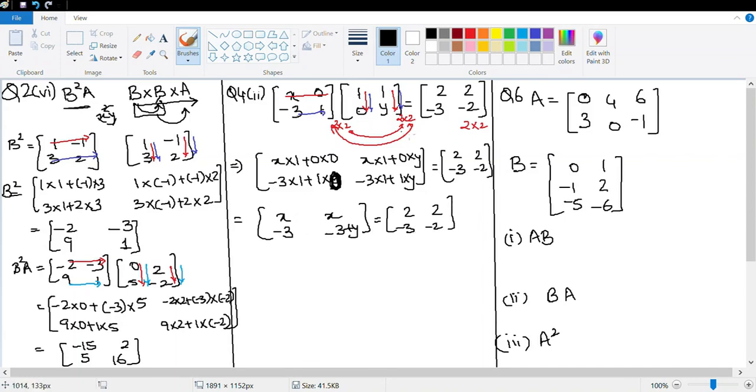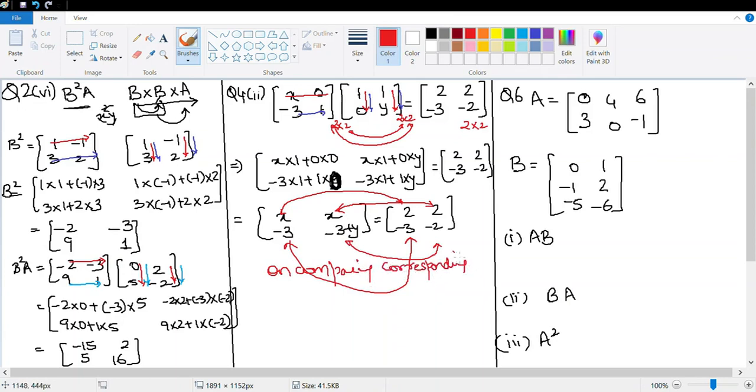So each component is equal to the corresponding component, which means x is equal to 2, and x again is equal to 2, and -3 is equal to -3, and -3 plus y is equal to -2. So you will write, on comparing corresponding terms, we get x is equal to 2 and -3 plus y is equal to -2, which means y is equal to -3 plus 2, which is negative 1.